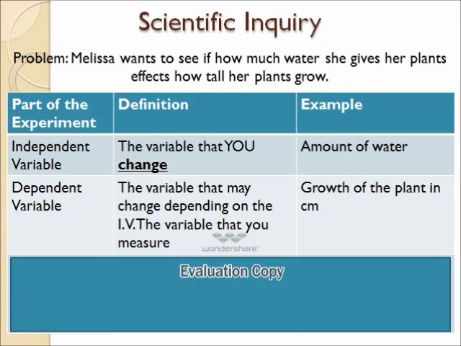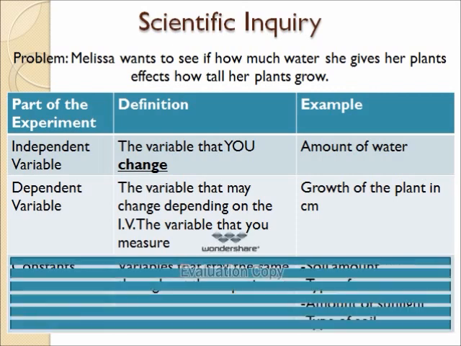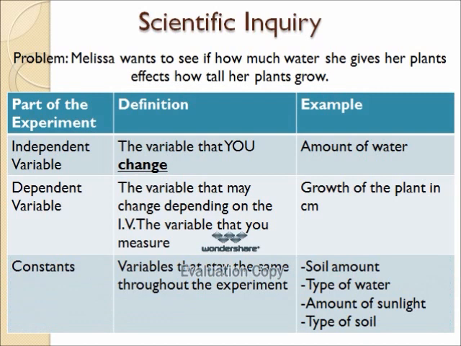Okay? Then we have to identify the constants. These are things that are going to stay the same throughout the experiment. The reason why you want to keep some things the same is because you want to make sure that your experiment tests and only tests the independent variable. So in this case, we want to make sure that our change in plant growth is due only to the amount of water, or how much water we give it.